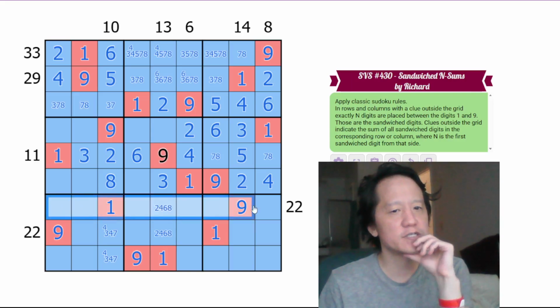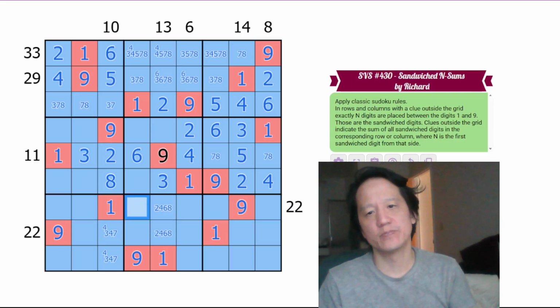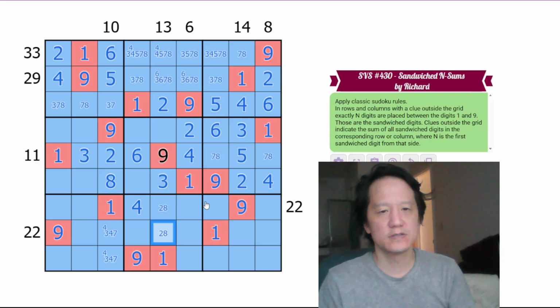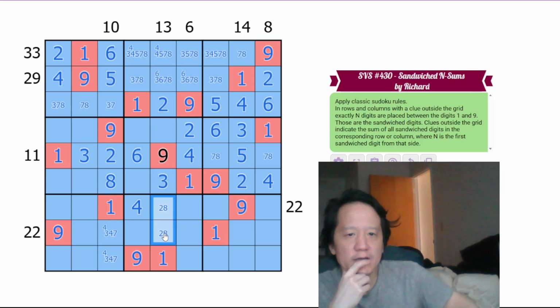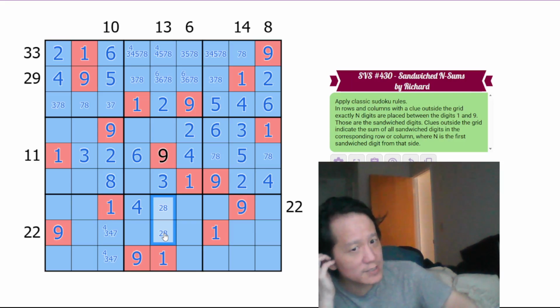We have 3 digits outside. This has to be a 4. So the other, that means, yeah, this is 2 and this is 2 and 8. That's problematic. You can't have 4 digits. It has to be 3.